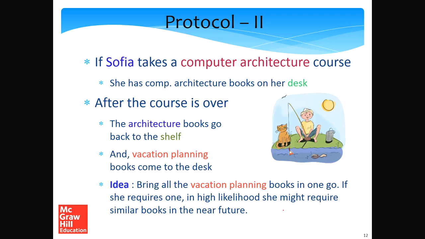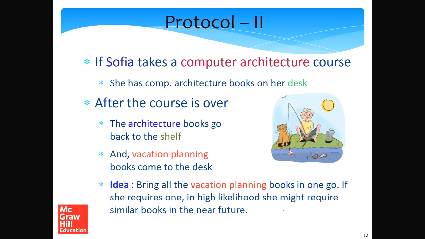So then, she will study where she wants to go on vacation and then figure out the right vacation destination. So one idea that we can use here is that we can bring all the vacation planning books she has in one go. For example, if she wants to go to Europe, but then she changes her mind and decides that she needs to go to Singapore, it would not be a good idea to make a separate trip for each and every vacation planning book.